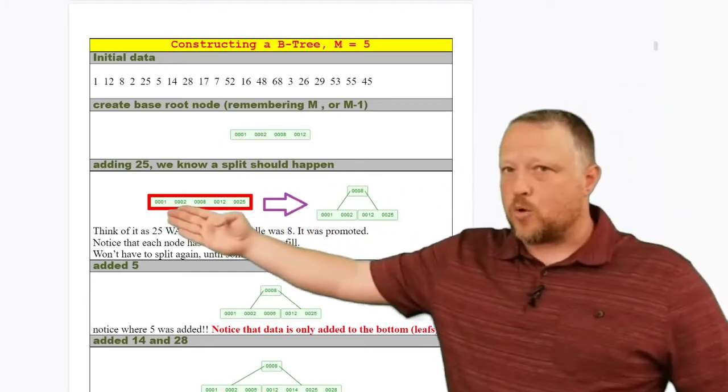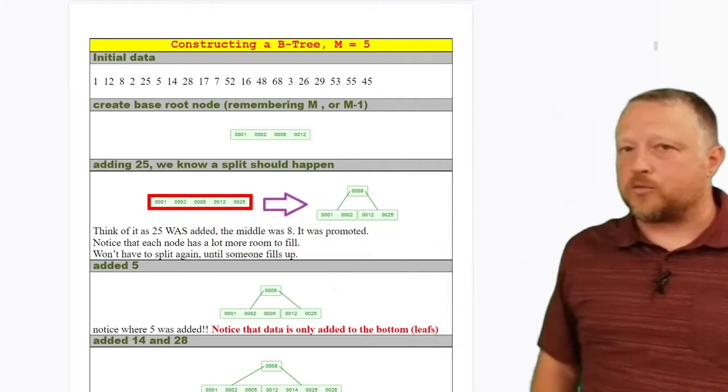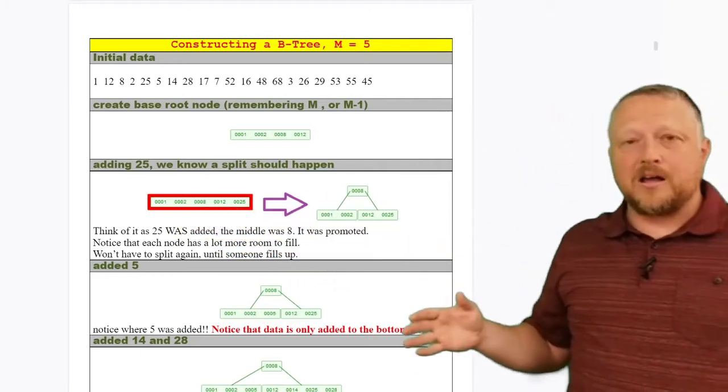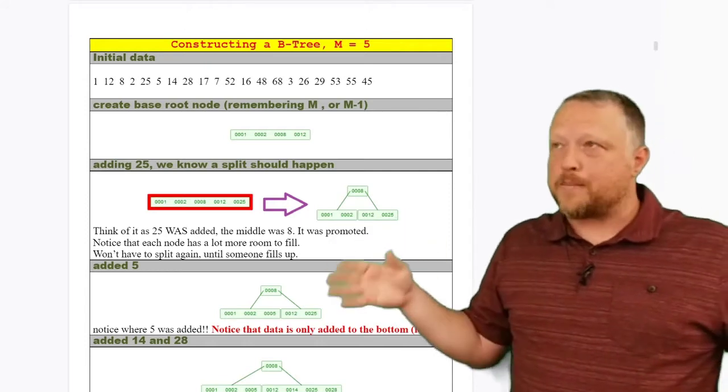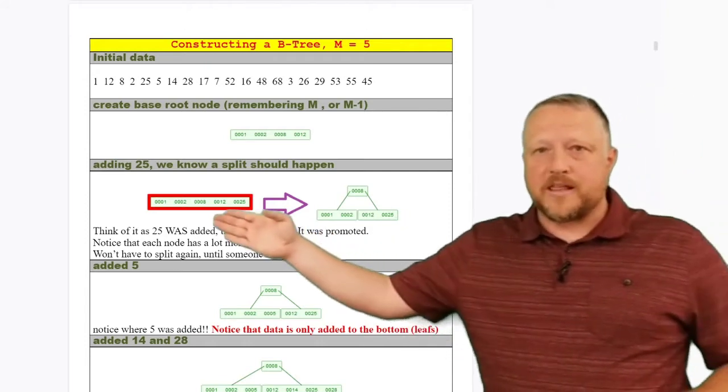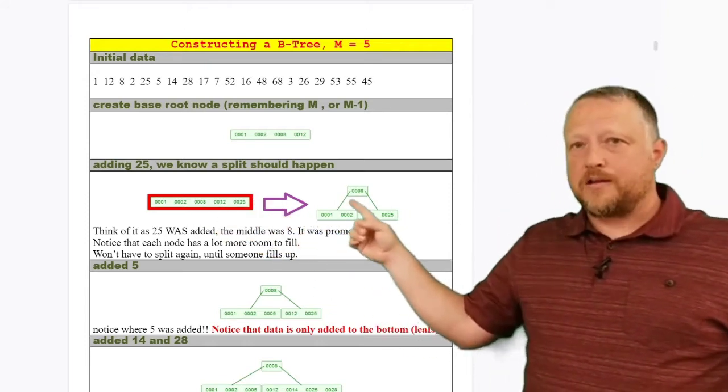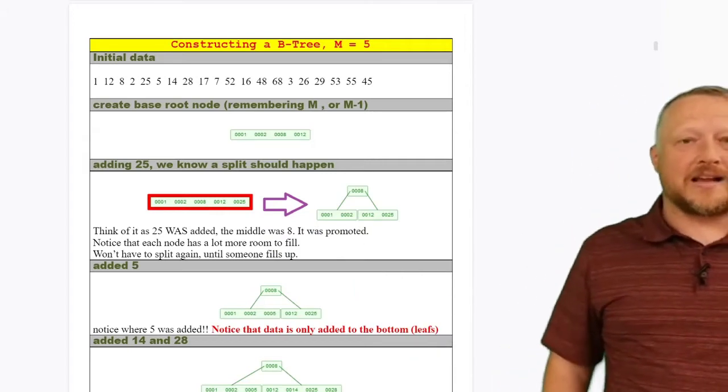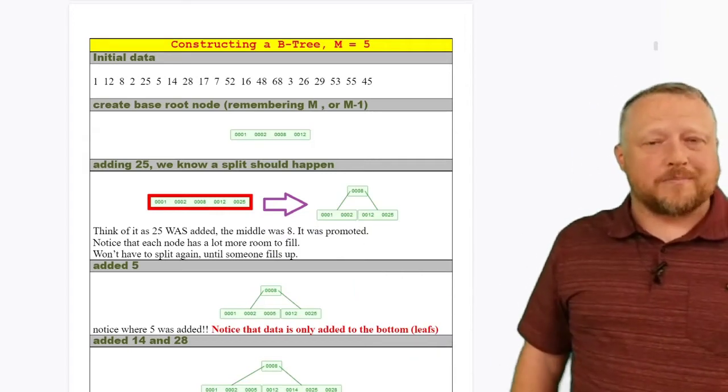So again, that 25 is placed in order with the rest of the nodes. Because of that, I know with the M of 5, and we've done this before, it's going to be that middle node that's going to get promoted, and well, there it is, exactly like I said. It will be promoted from there.